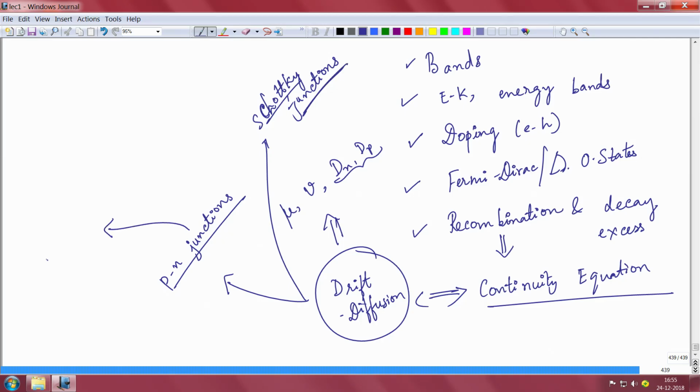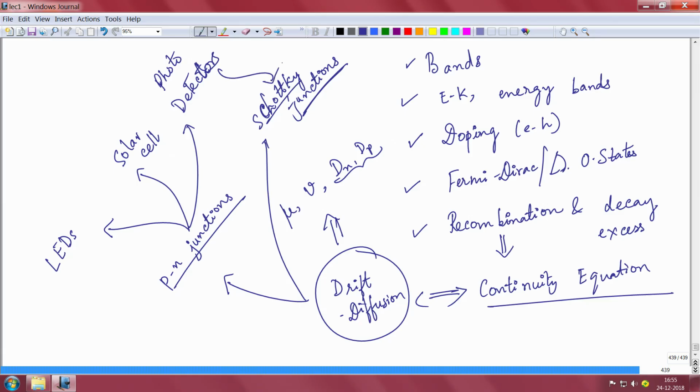PN junctions can also be used as LEDs, which we had studied in some detail, can also be used as solar cells, which we also had touched base on, and also can be used as photodetectors. Photodetectors can also be made from Schottky junctions we had studied. Of course, photodetectors can also be in lateral MSM devices, and solar cells can be from different other kinds of architectures and materials also. LEDs also depend, the performance depends on heterojunctions.